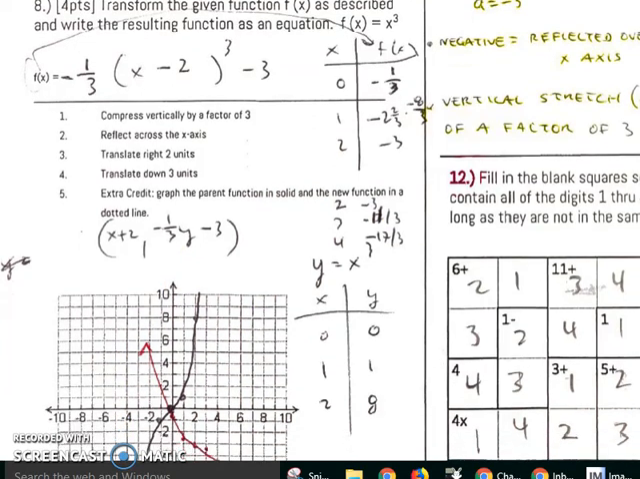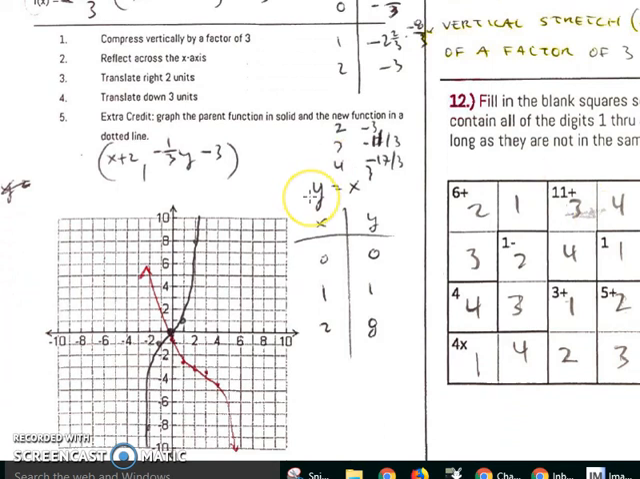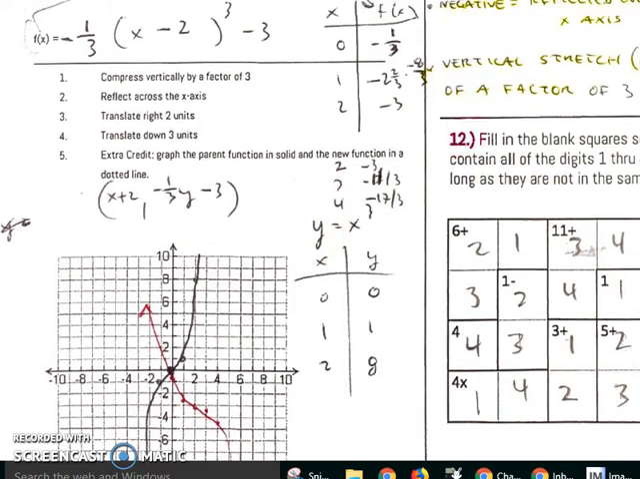How did I get that new one? If you did, not many students got the extra credit. You basically take our values here, my x values, and what I do is you can create a rule.